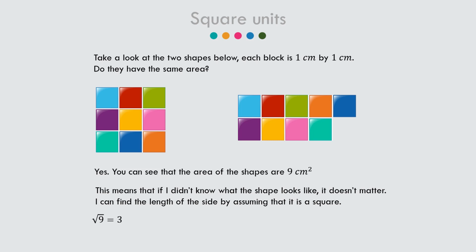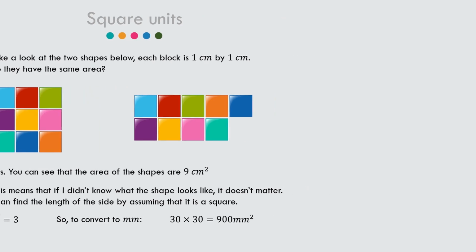Now I can convert it to millimeters. That gives me 30 millimeters. So the area of the shape must be 30 multiplied by 30, which gives me 900 millimeters squared. This idea will work for any shape, whether it's really a square or not.